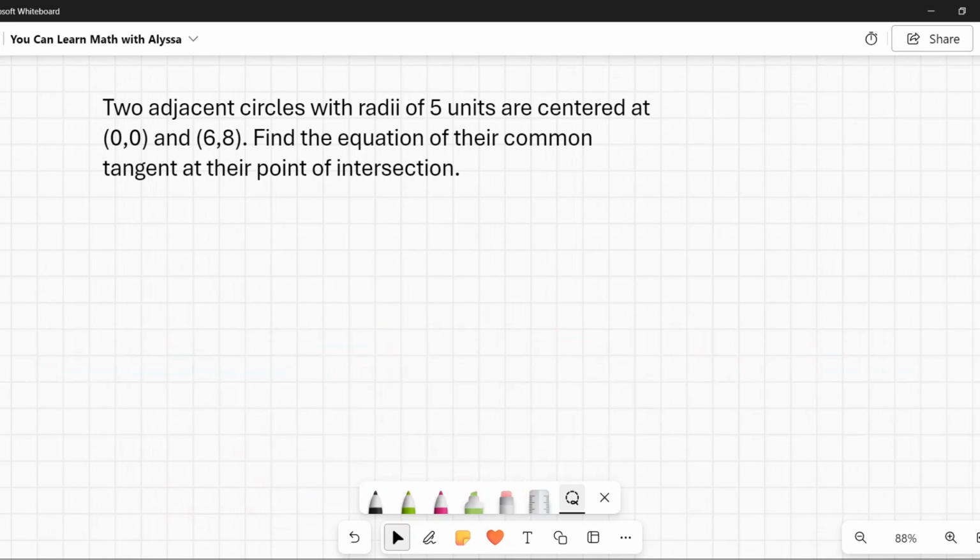So two adjacent circles with radii of 5 units are centered at (0, 0) and (6, 8). Find the equation of their common tangent at their point of intersection.